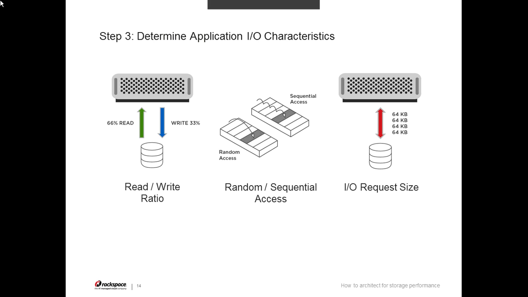And lastly, the last I/O characteristic is your I/O request size. I/O request size defines the average size of the data block sent to or from the disk. The application typically defines the I/O request size. So for example, the default block size within SQL Server is 64 kilobytes, whereas in Exchange it's 32 kilobytes.